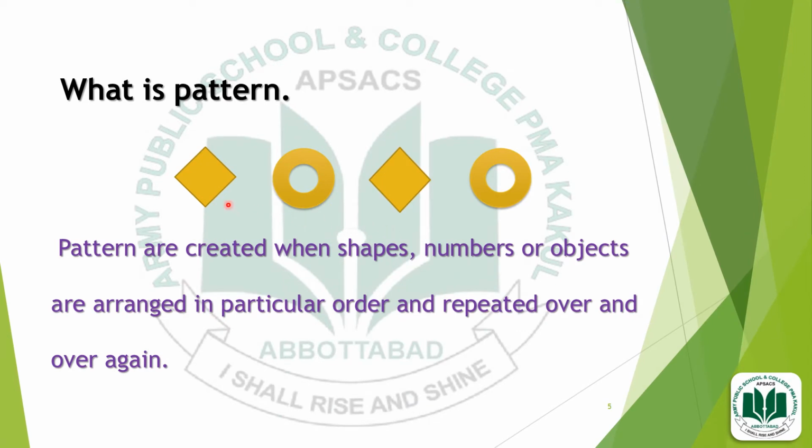Students, you can see there are two shapes, square and circle, and these are arranged in a special way. First we have square, then circle, square, then circle. This is called pattern. What is pattern? Patterns are created when shapes, numbers or objects are arranged in a particular order and repeated over and over again. Now you got the concept of pattern? Patterns are created when shapes are arranged in a special way.